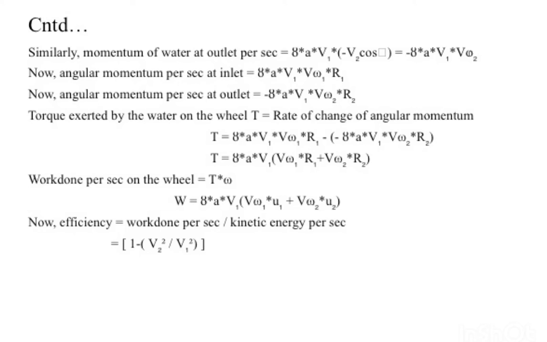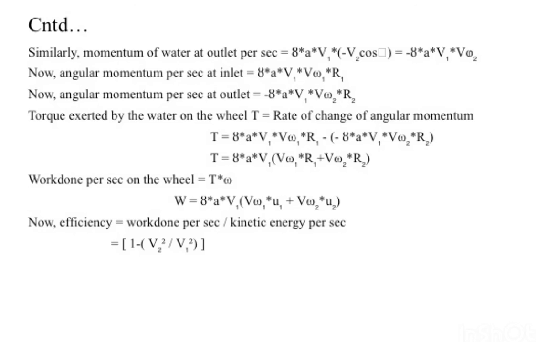Next you have to find the work done per second on the wheel. Work done is torque into omega, the angular speed. So that is rho into area into V1 into (VW1 U1 plus VW2 U2). If angle beta is obtuse, then the work done is rho into area into V1 into (VW1 U1 minus VW2 U2). And if beta is 90 degrees, then W is rho into area into V1 into (VW1 U1). These were for the work done.